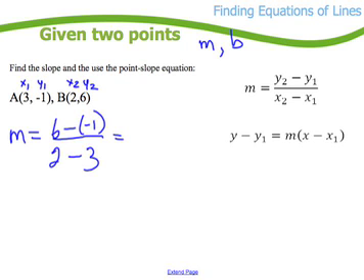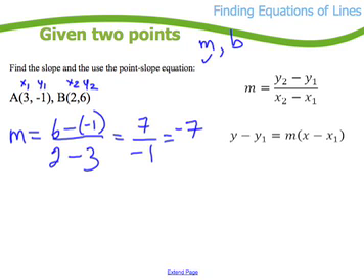Alright, so 6 minus a negative 1 is 6 plus 1, or 7. 2 minus 3 is a negative 1. So the slope of a line that passes through these 2 points is 7 over negative 1, or simply negative 7. Okay, so I have my slope. Now I need to get my y-intercept.